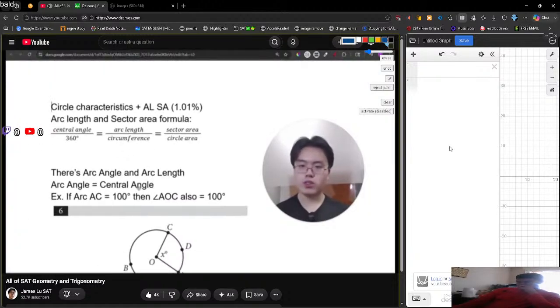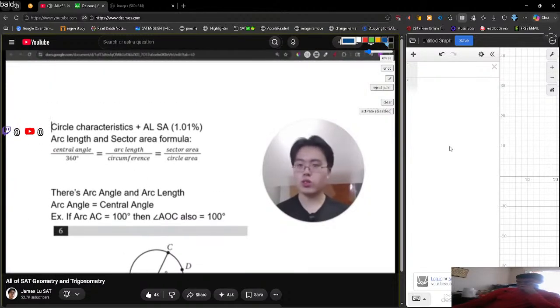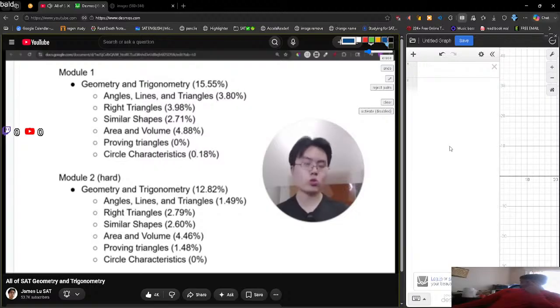I don't know, but I'll just go over this just in case it does show up and you know this. By the way, when I say circle characteristics, I'm not talking about circle equations. Circle equations actually are pretty common. They show up all the time. That might be what they're listening to. They want to do more circle equation questions for some reason. But I'm talking about normal circle questions that you can't solve with Desmos.